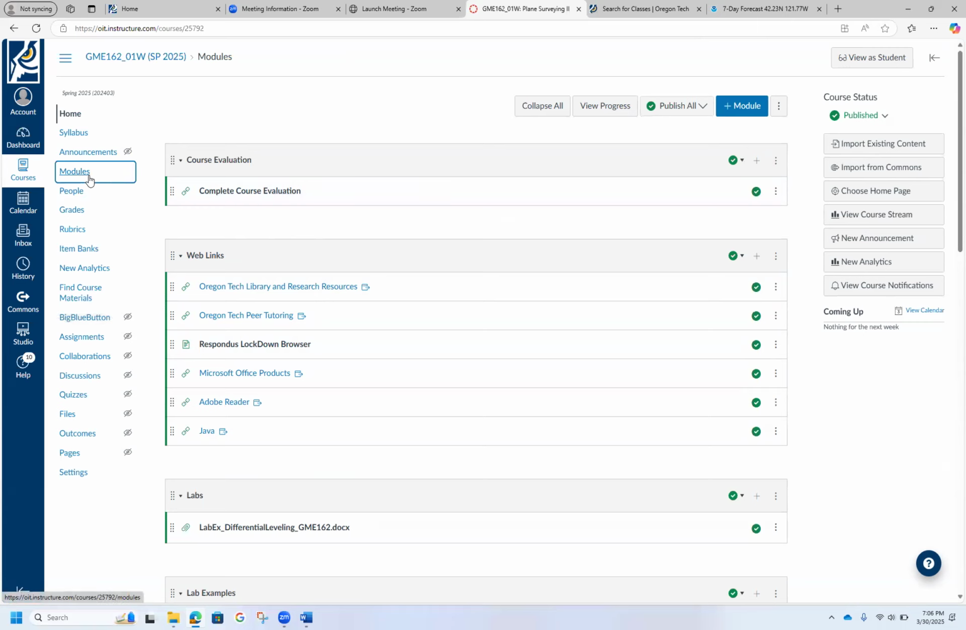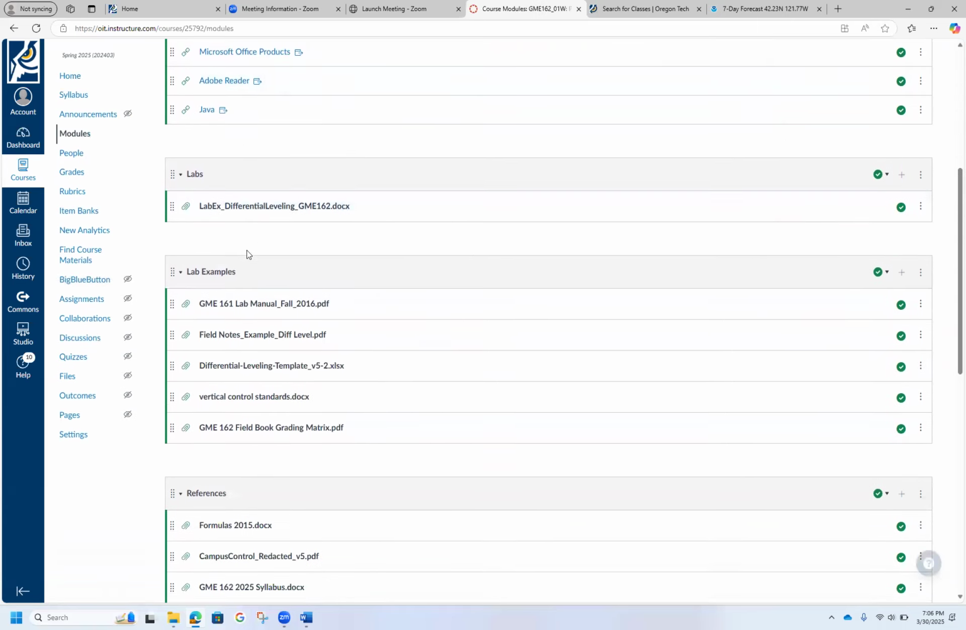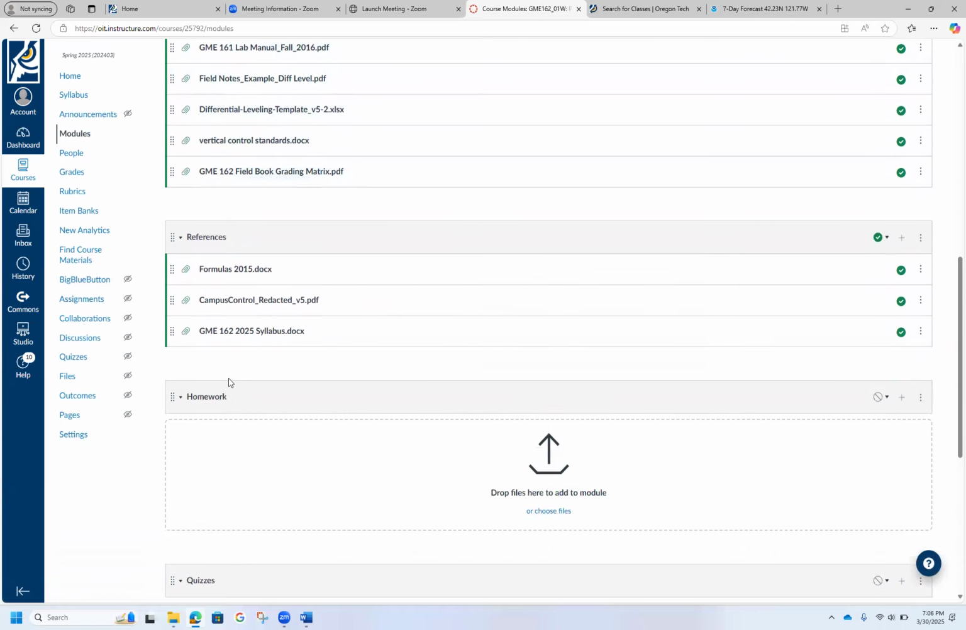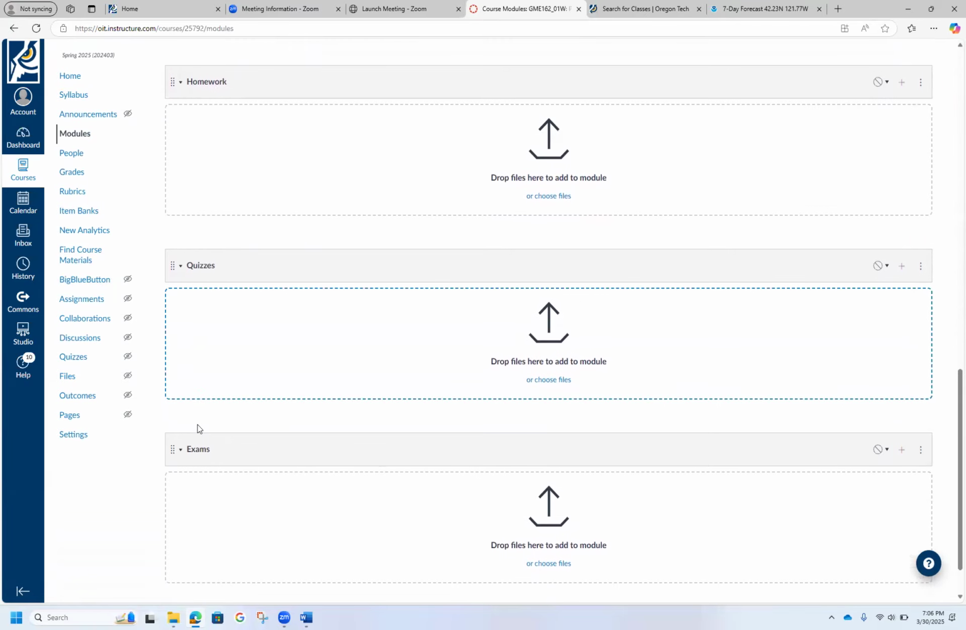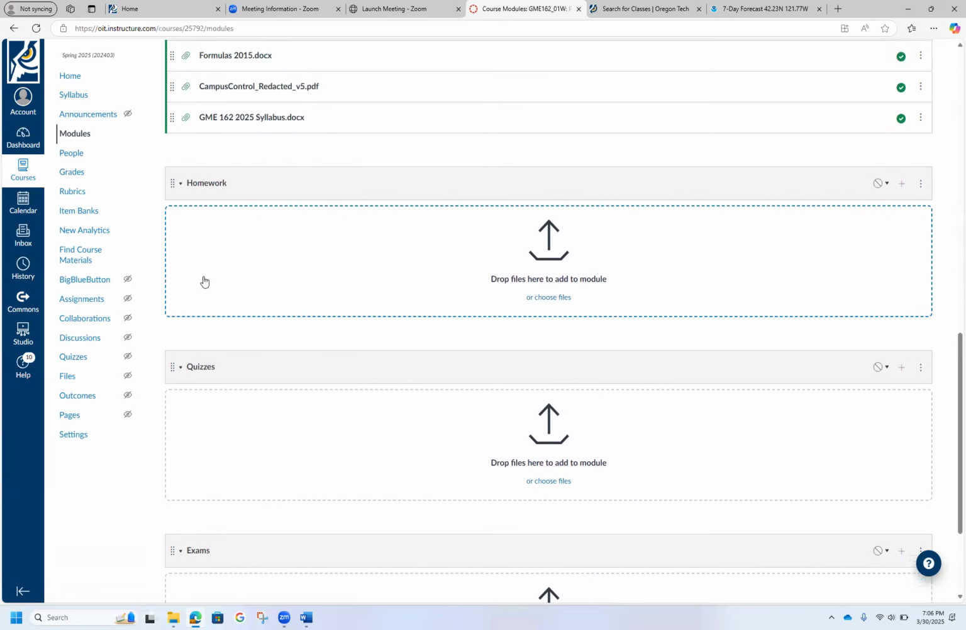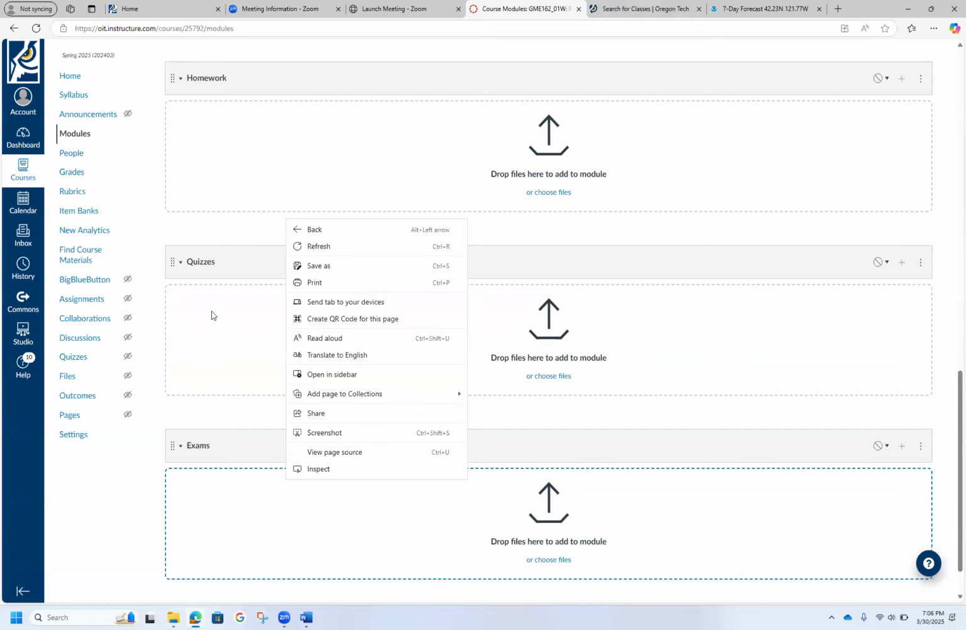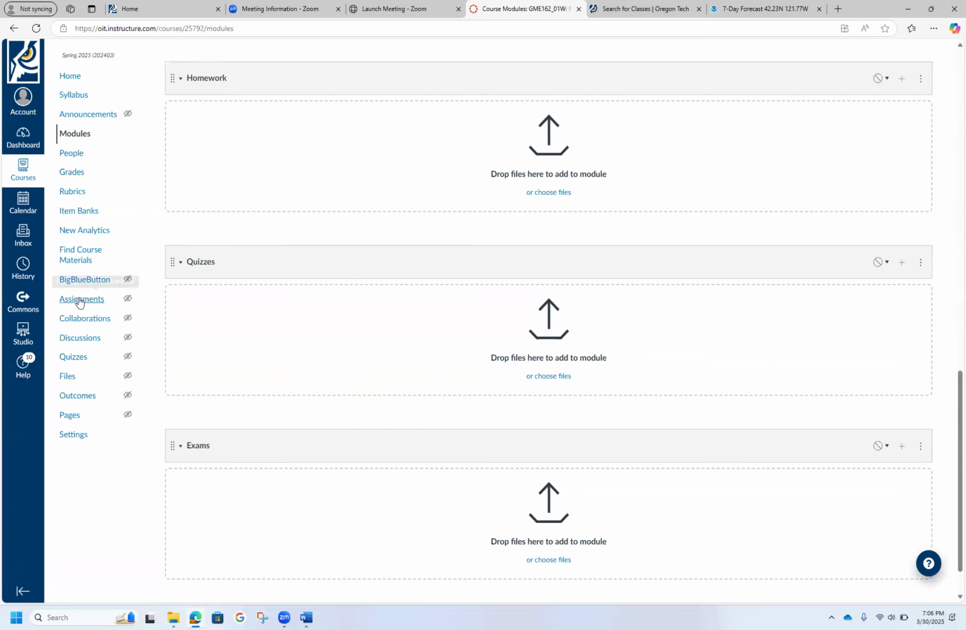Everything though will be available through the modules. So like the lab is available there. I'll make a homework. Yeah, there's a homework one, there's a quiz, there's an exam one already. I'll upload everything there. You can download everything there, and then you can just turn everything in through the assignments.